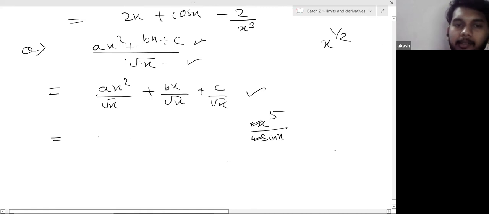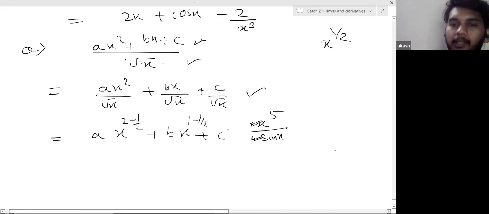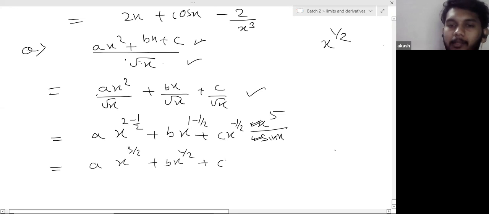Now what I can write is a x raised to the power 2 minus half plus b x raised to the power 1 minus half plus c x raised to the power minus half, because under root is half. If it goes in the numerator, then the power is changed. So this is a x raised to the power 3 upon 2 plus b x raised to the power 1 upon 2 plus c x raised to the power minus half. Now you can differentiate using the standard formula.